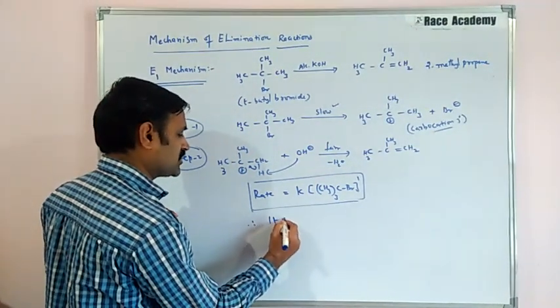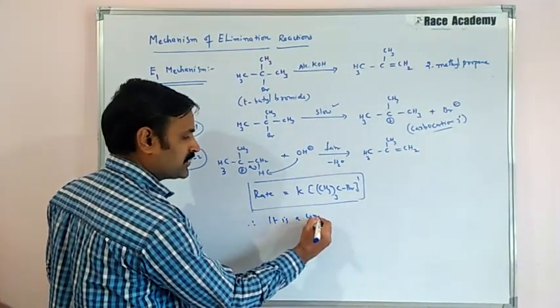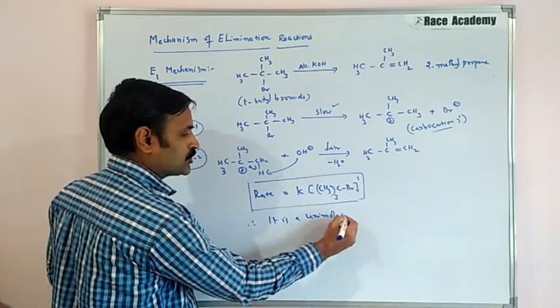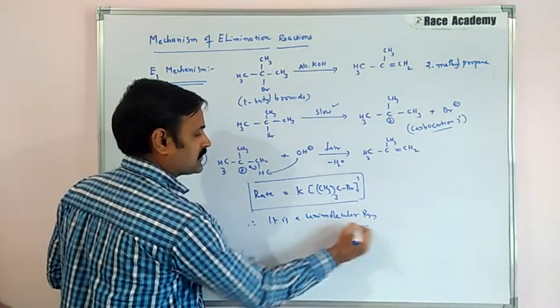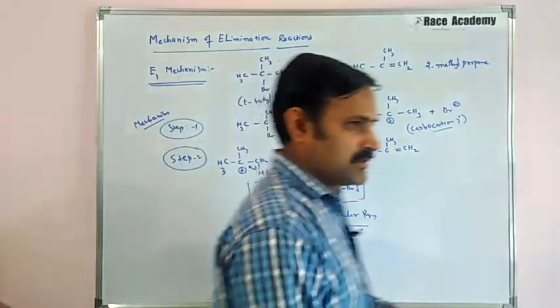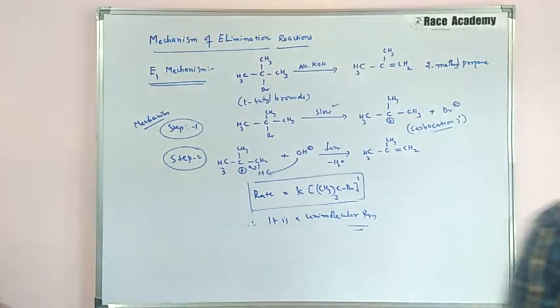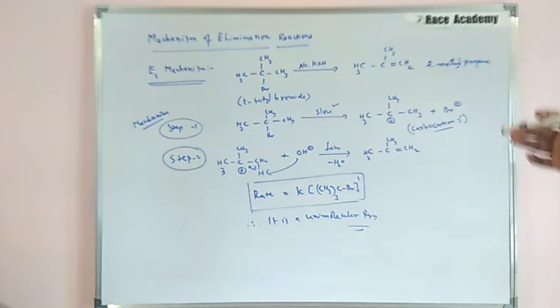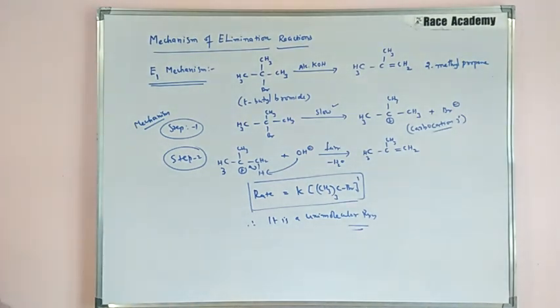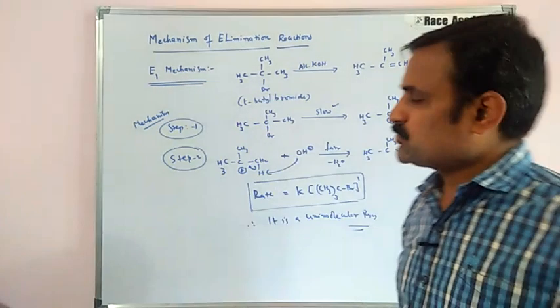Therefore it is a unimolecular reaction. That is the E1 mechanism we have observed. Once again, just go through what the E1 mechanism is and how we have described it. Thank you. We will see E2 in the next video.